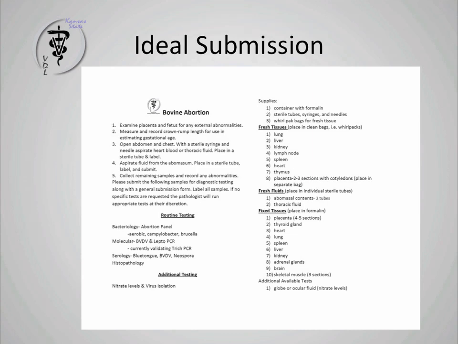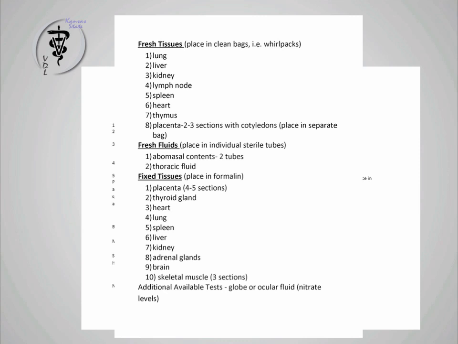So if we zoom in a little bit closer here, here's the ideal list of samples that we want from you guys from the field. And I would just start off by saying that probably the 2 most not-sent samples are placenta and brain. We have seen a lot of placentitis this year, both bacterial and fungal. I don't know why it's so much this year, but placenta is really important.